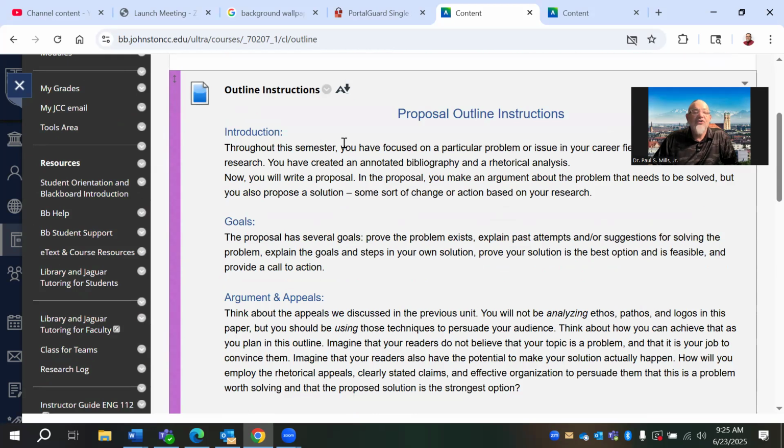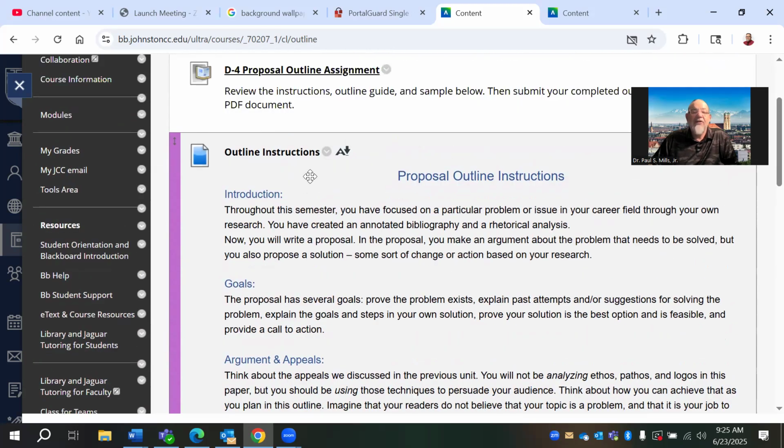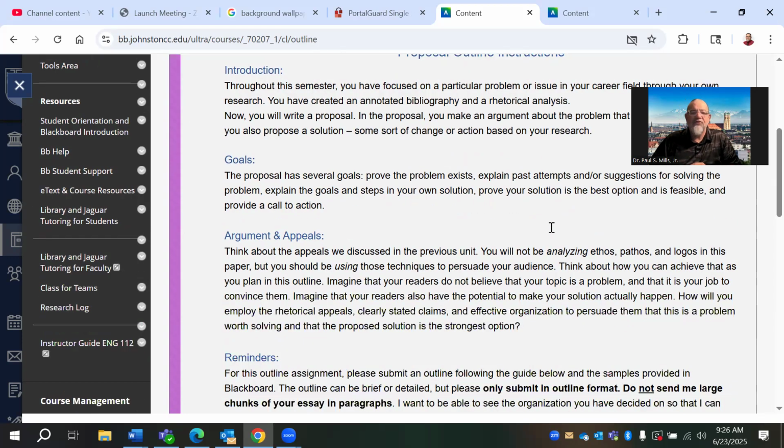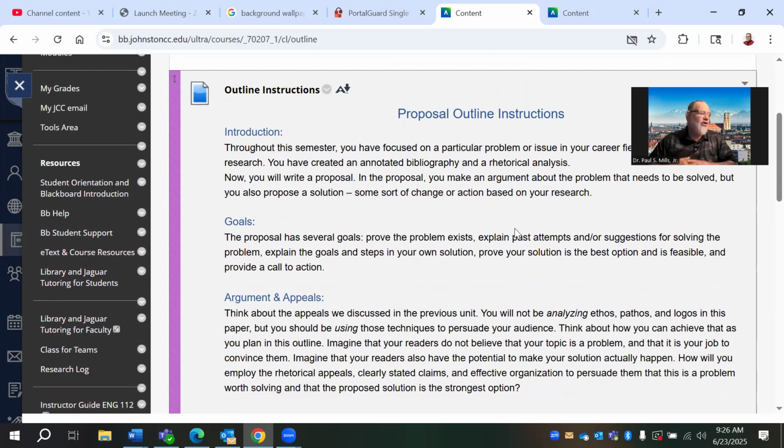The outline instructions here tell you why this is happening. Throughout the semester, you focus on a problem or an issue in your career through your own research. You've created an annotated bibliography and done a rhetorical analysis on one of those sources from the annotated bib. Now you'll write a proposal, and in this proposal, you're going to make an argument about the problem that needs to be solved, but you also propose a solution, some sort of change or action that's based on research you've done and that you found other solutions that you think will work. I'm not asking you to come up with your own solution, but to find one that will work.